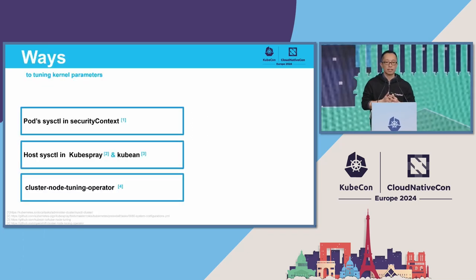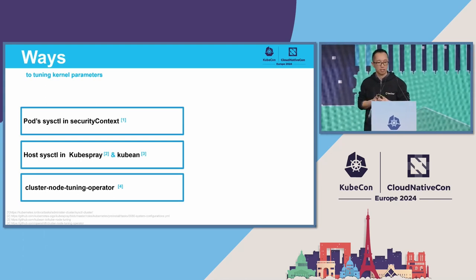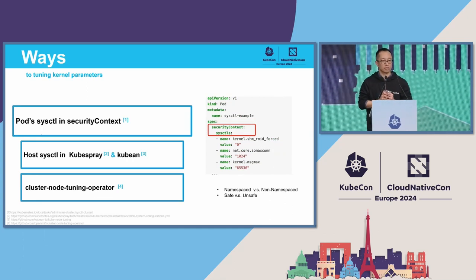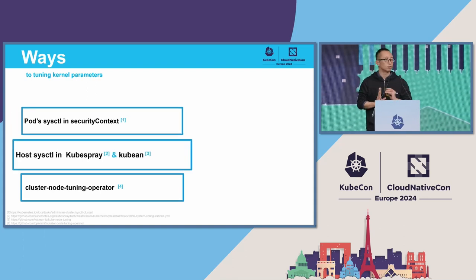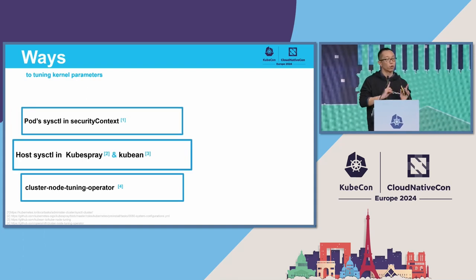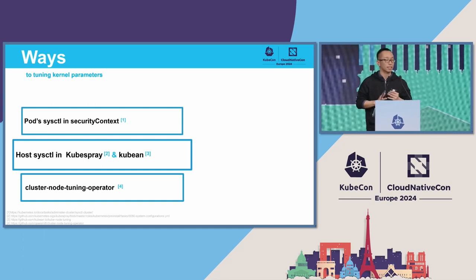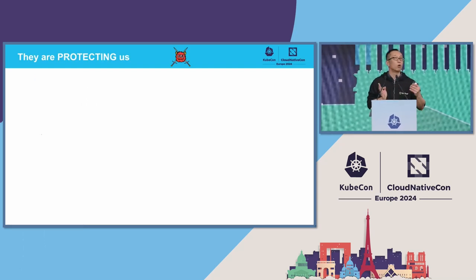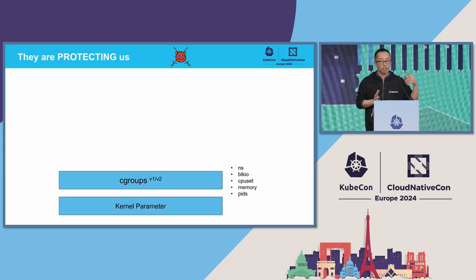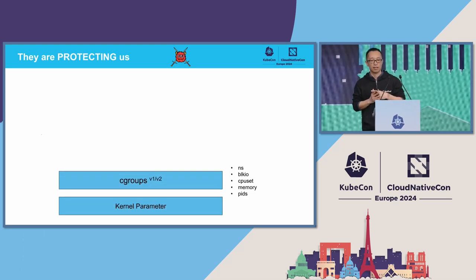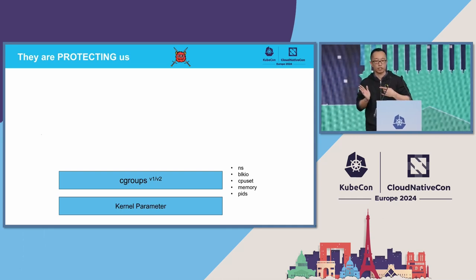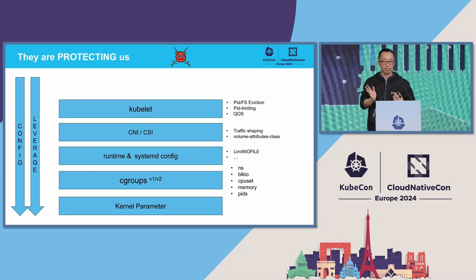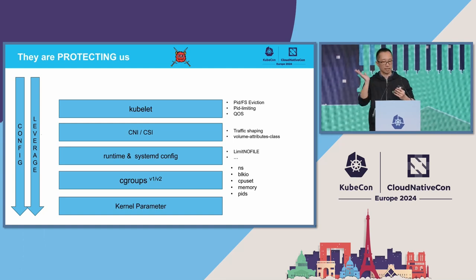All right, summary. Here are some ways to tune the kernel parameters at different levels. The pod can do sysctl in its YAML using the securityContext. Second, do the host-level sysctl by Kubespray or Kubebean during provisioning, or you can choose an operator to do it. All right, to fight with the monster, they are protecting us. The kernel parameters define the system-level total, and the cgroup provides container-level isolation and limits for those shared resources. Then we can leverage the underlying power and configure the limit from the upper layer.